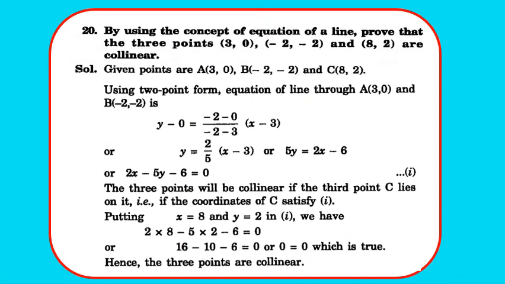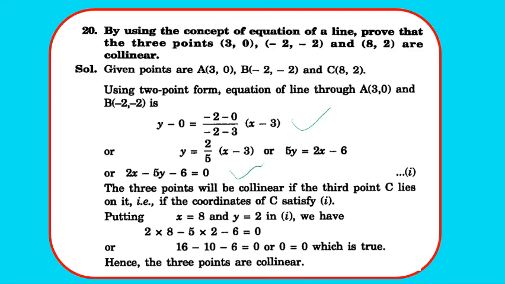Moving to question 20. By using the concept of equation of line, prove that the 3 points (3, 0), (minus 2, minus 2) and (8, 2) are collinear. Now we have 3 points A (3, 0), B (minus 2, minus 2) and C (8, 2). So using 2-point form, equation of the line through A and B will be y minus 0 equals (minus 2 minus 0) upon (minus 2 minus 3) into (x minus 3). So equation of the line AB will be 2x minus 5y minus 6 equals 0.